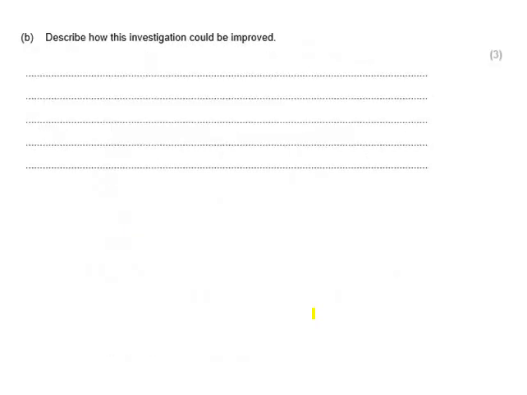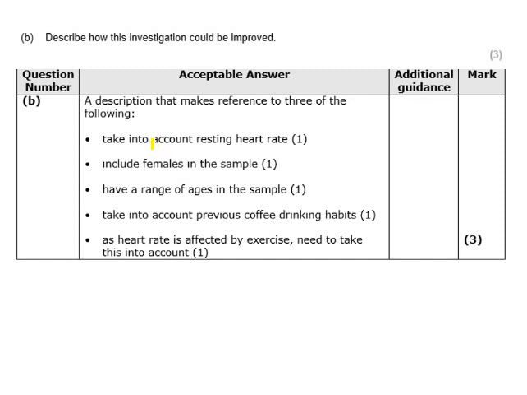Next one, describe how this investigation could be improved. Now, a few people had some good ideas here. Take into account the resting heart rate. All we got was their heart rate after drinking caffeine and not before. We need to know what their heart rate was previously, because maybe it was quite similar to when they drank caffeine. We could include females in the samples to make it a more representative study.